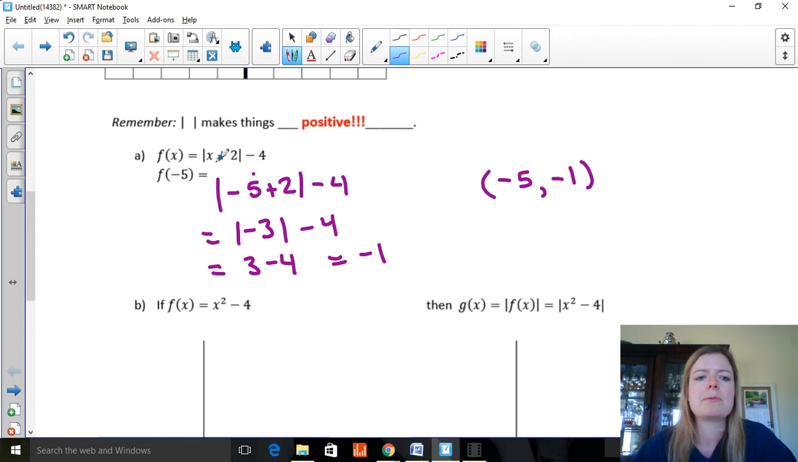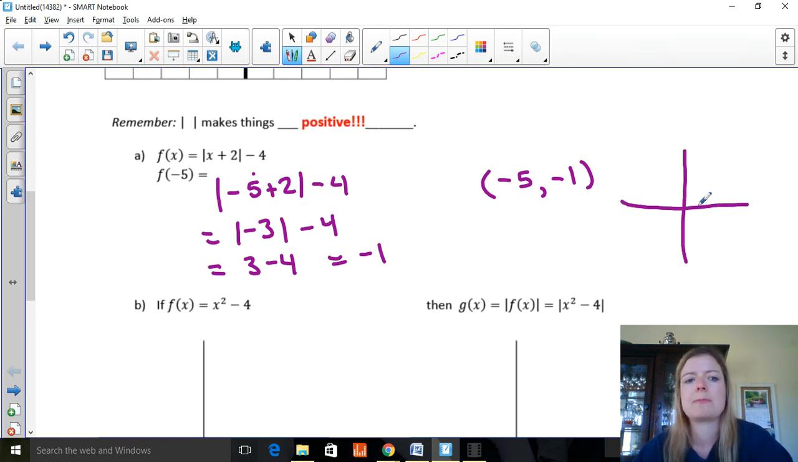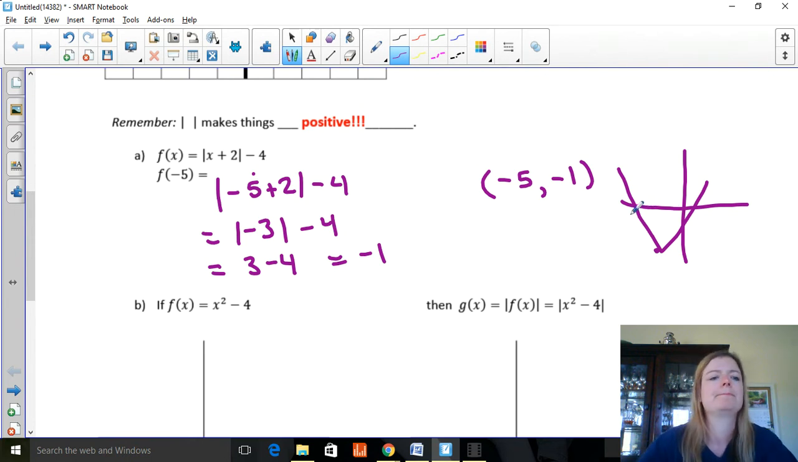Okay, you can think about this as an absolute value function that's been moved left 2 and down 4. You don't need to know that for this note, but I'm just kind of giving you a precursor. So yeah, this absolute value function would look something like this. So it's just been moved left 2, down 4. So it makes sense that at -5, you'd be at -1.